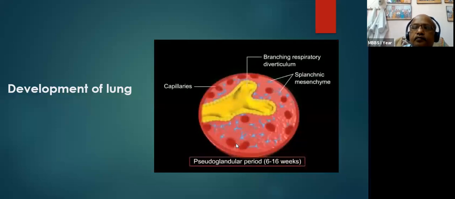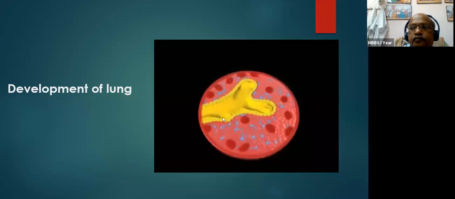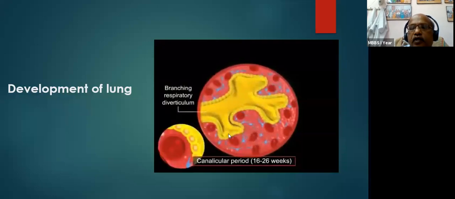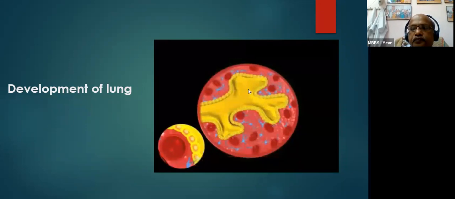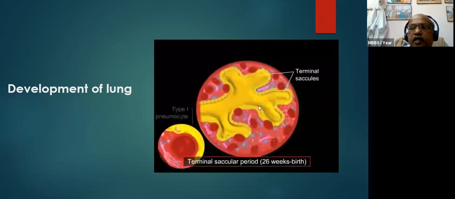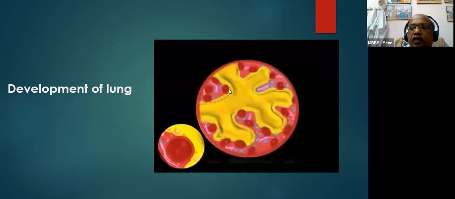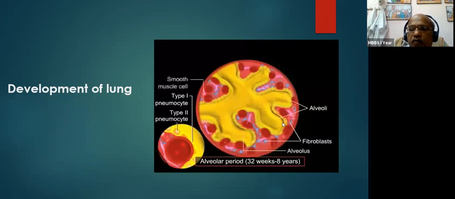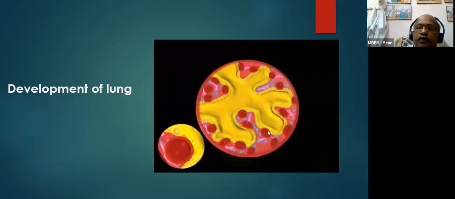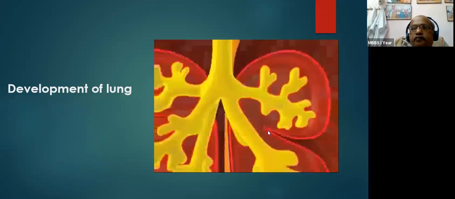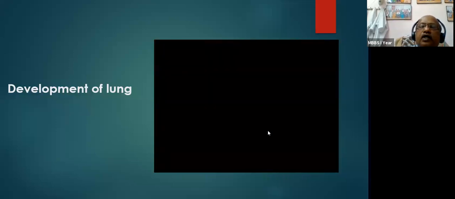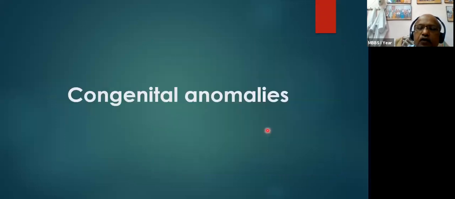Pseudoglandular stage. So that is the formation of respiratory bronchioles during the canalicular stage. Terminal sac stage: alveoli are getting formed. The intimacy between capillary and alveoli takes place. This is the alveolar period. Furthermore, more alveoli are formed and close contact between the capillary and the alveoli takes place. So that concludes the development of lung and tracheobronchial tree.